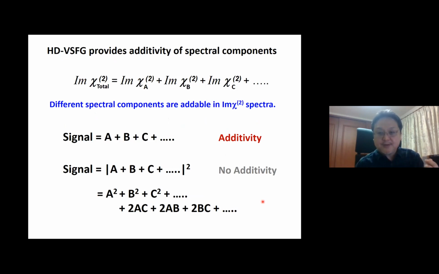In linear spectroscopy, such as infrared or Raman, it is straightforward, but in the case of interface-selective spectroscopy, it's not a trivial issue, because what we observe is the chi2 squared spectrum. In this case, we cannot decompose the observed spectrum into the component spectra. This is a very big issue.